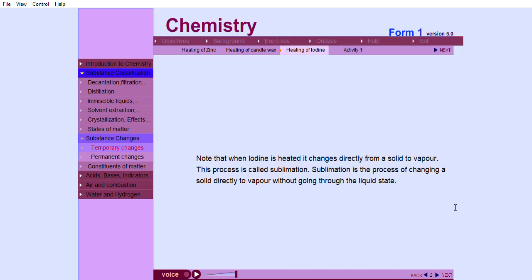Note that when iodine is heated, it changes directly from a solid to vapor. This process is called sublimation. Sublimation is the process of changing a solid directly to vapor without going through the liquid state. When solid iodine is heated, it changes to purple vapor, which solidifies on the cooler parts of the boiling tube. Other examples of solids which sublime on heating include ammonium chloride, solid carbon IV oxide, iron III chloride, and aluminium chloride.